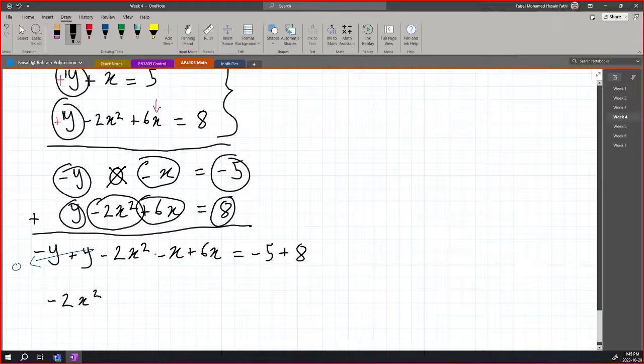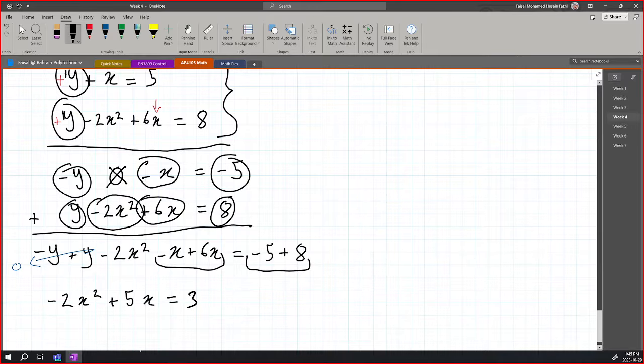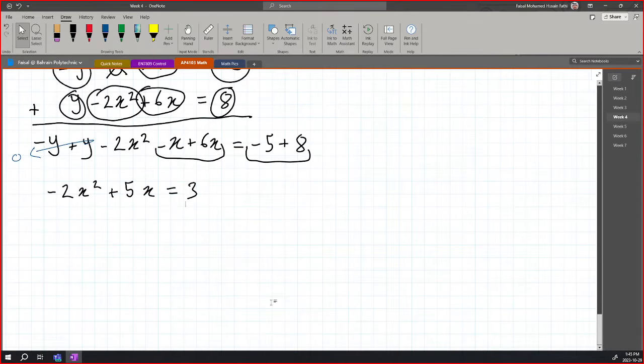minus x plus 6x, which gives plus 5x, is equal to minus 5 plus 8, which is the same as 8 minus 5, equals 3. Alright, now we have something similar to a quadratic equation.